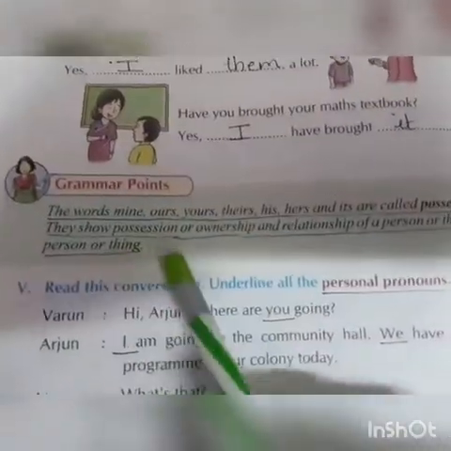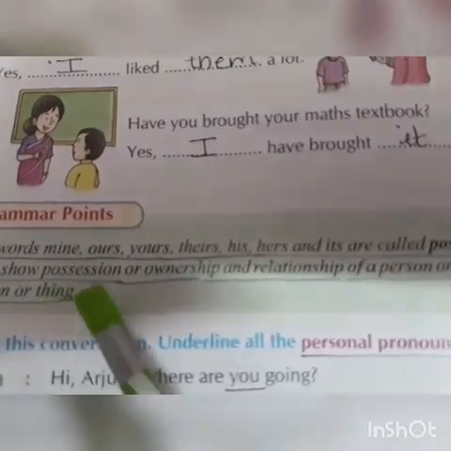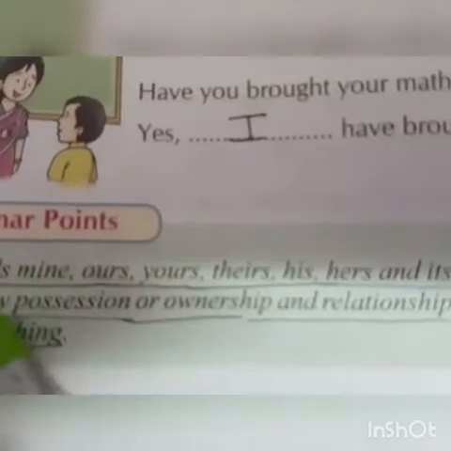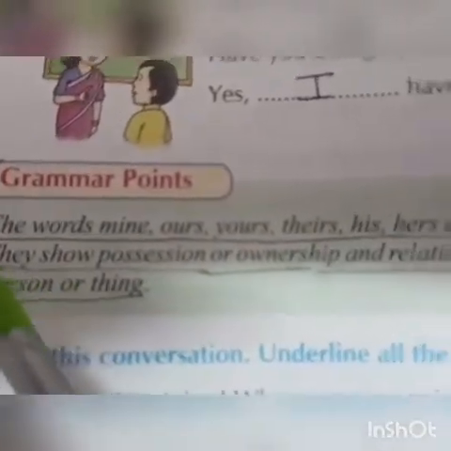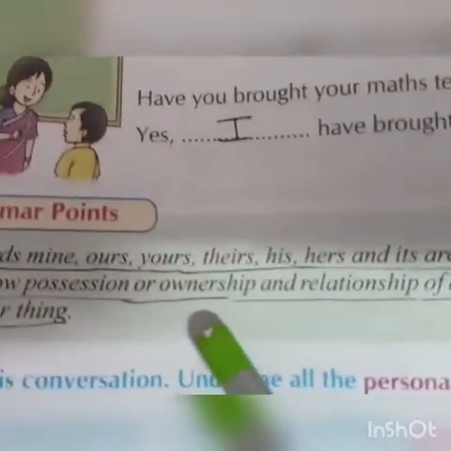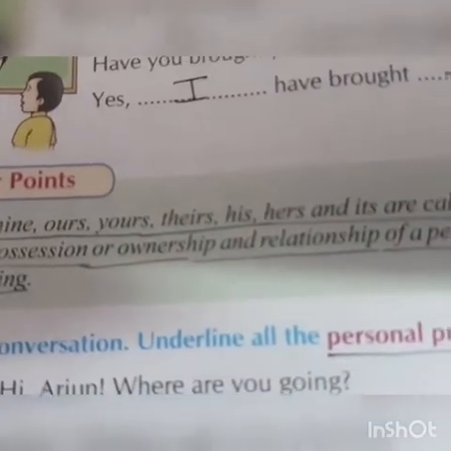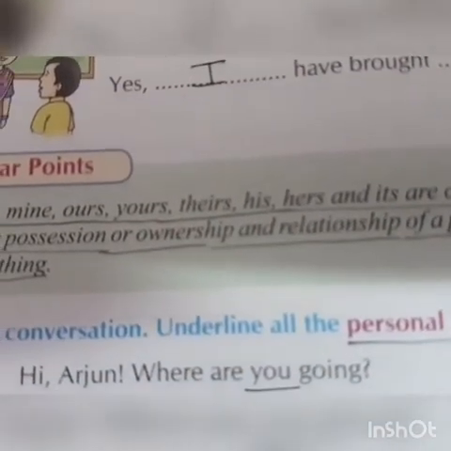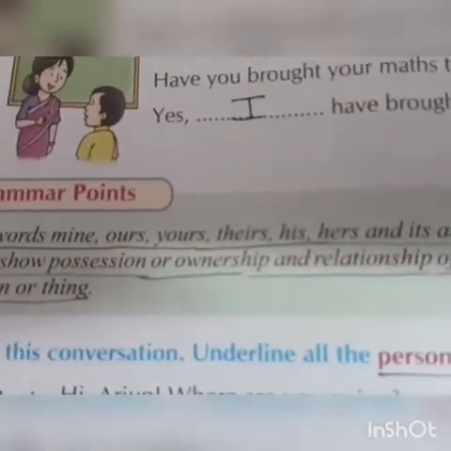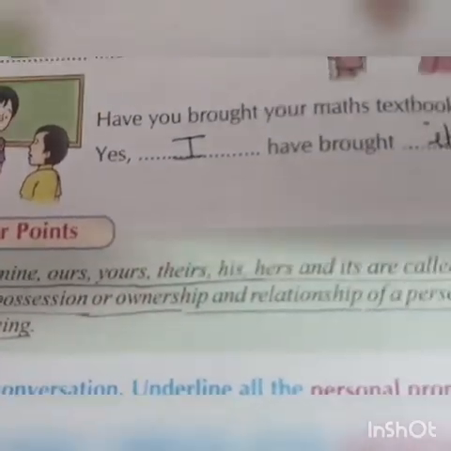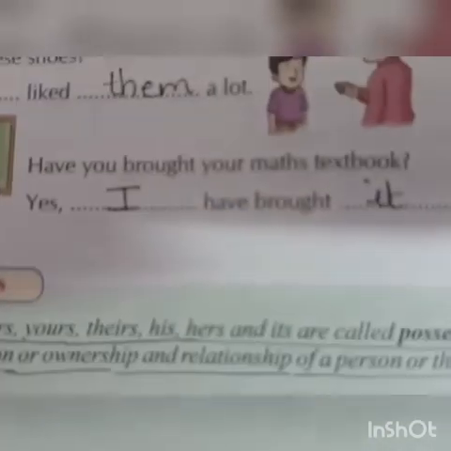Now moving on to grammar points. The words mine, yours, ours, theirs, his, hers, and its are called possessive pronouns. What are they called? They are called possessive pronouns. Why are they called that? They show possession or ownership. Because when you use these words, they show that this thing belongs to someone. It's not that you own that person, but it shows a relation between two persons, or between a person and an object, or between two objects.